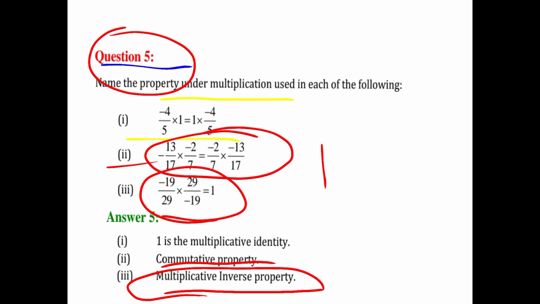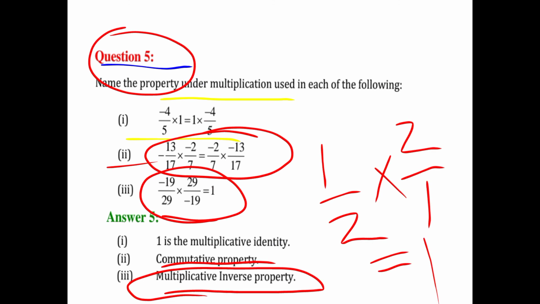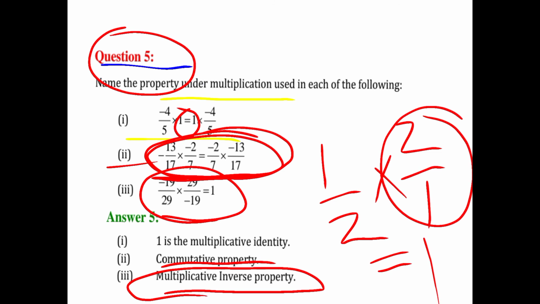Multiplicative inverse property means, for example, take a number; its multiplicative inverse is its reciprocal, so by multiplying them we will get 1. This is the multiplicative inverse, while 1 is the multiplicative identity. So the answers: in the first part, the multiplicative identity; in the second part, the commutative property; in the third, the multiplicative inverse, or we can say the reciprocal, right?